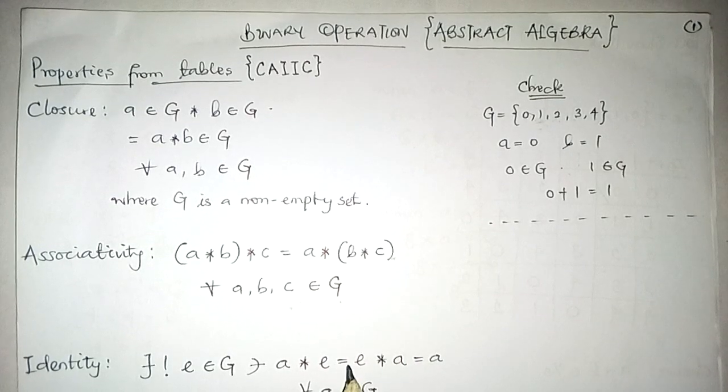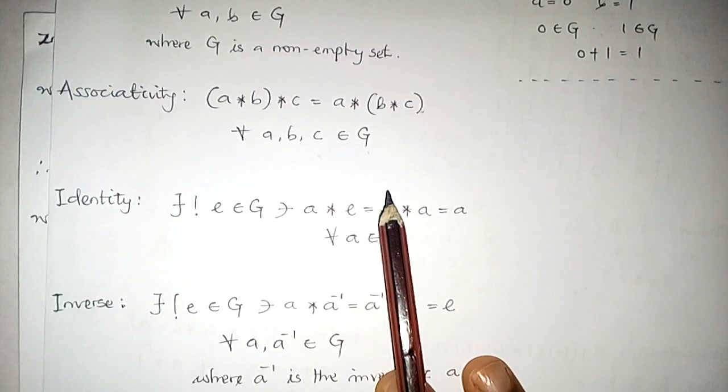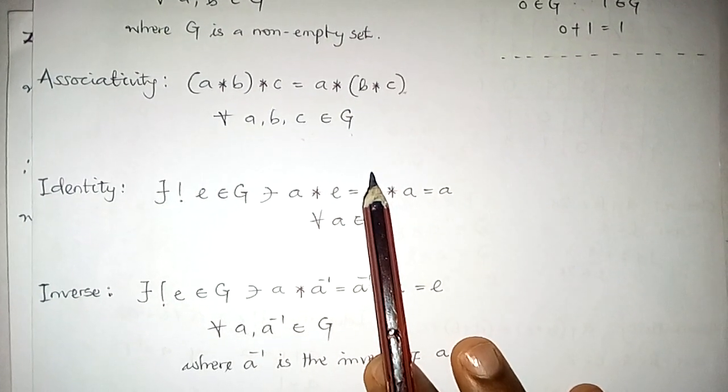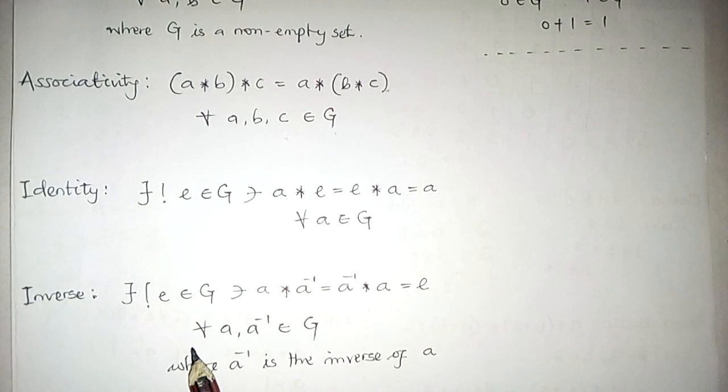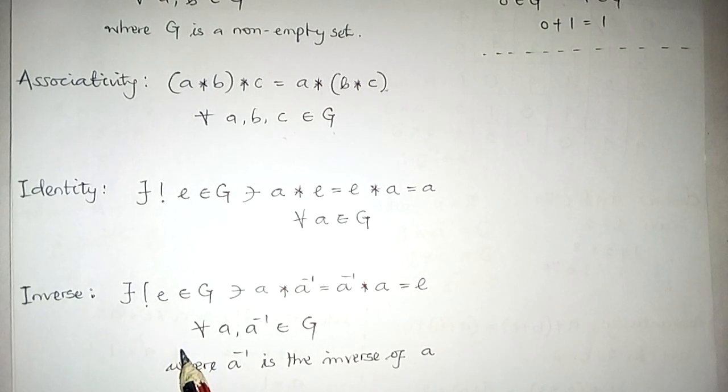The next property from the operation table is the identity property. Feel free to play the video faster if you are already conversant with this part.